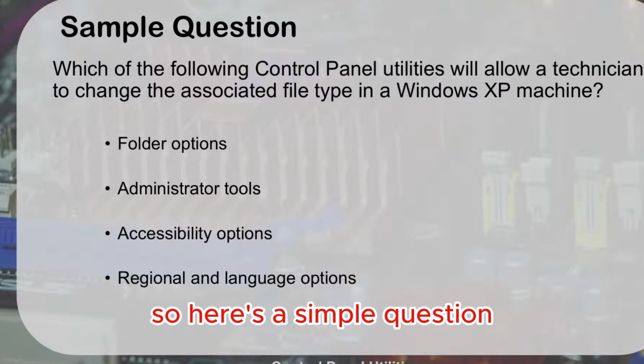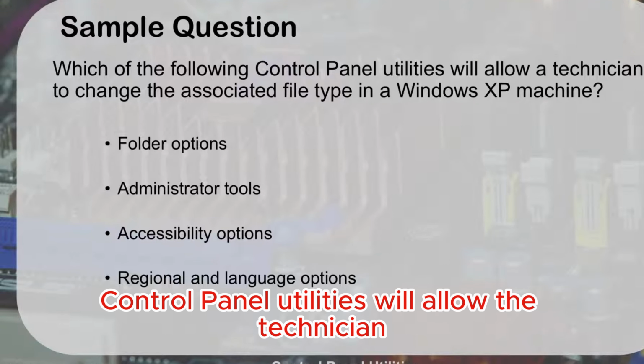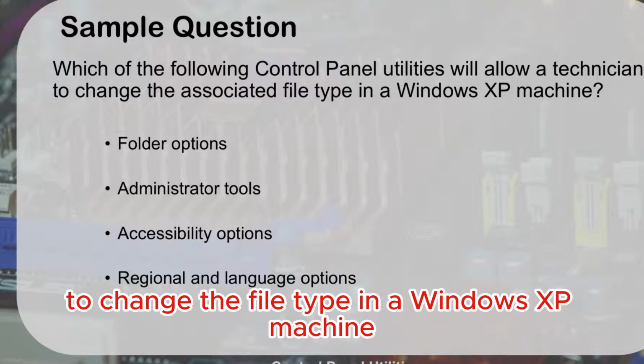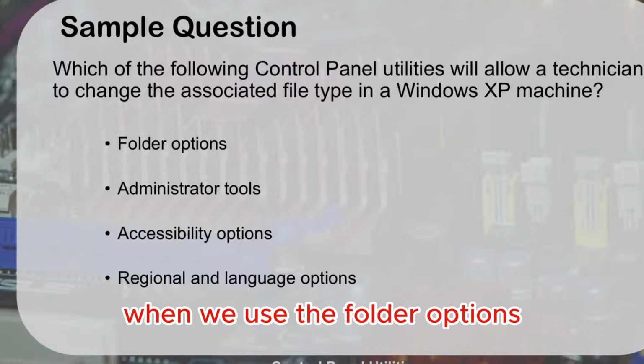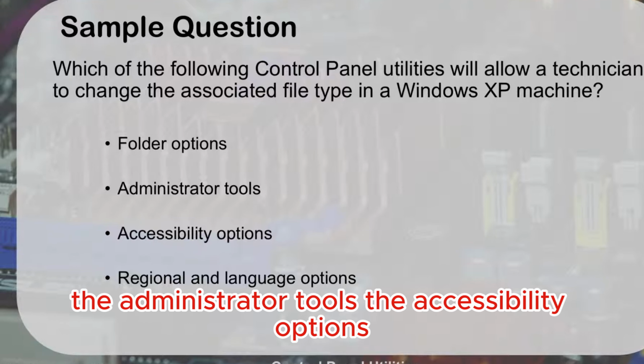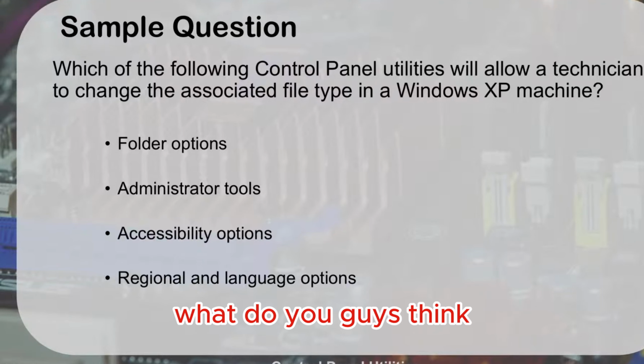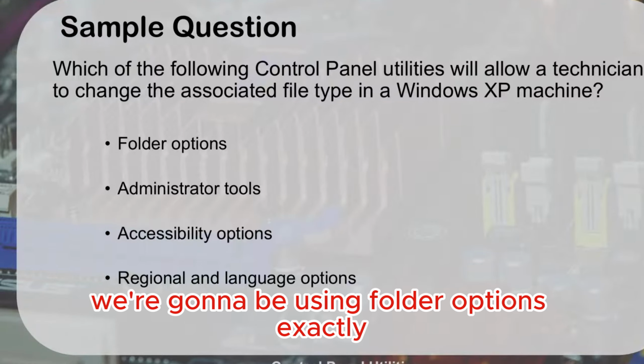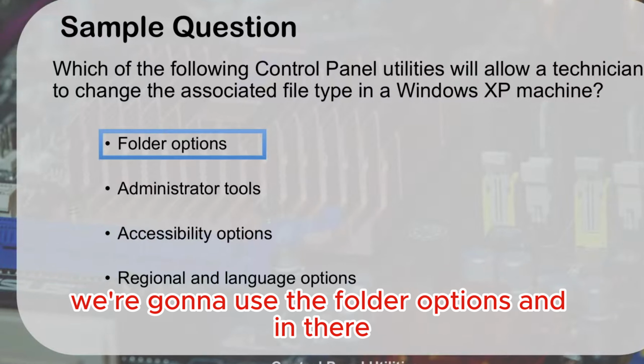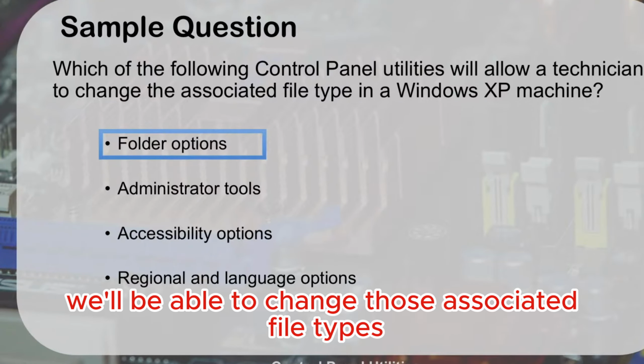So here's a simple question. Which of the following control panel utilities will allow the technician to change the file type in a Windows XP machine? Would we use the folder options, the administrator tools, the accessibility options, or the regional and language settings? So we're talking about file types. What do you guys think we're going to be using? Folder options, exactly. We're going to use the folder options, and in there we'll be able to change those associated file types.